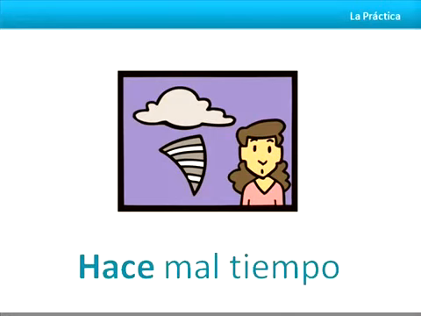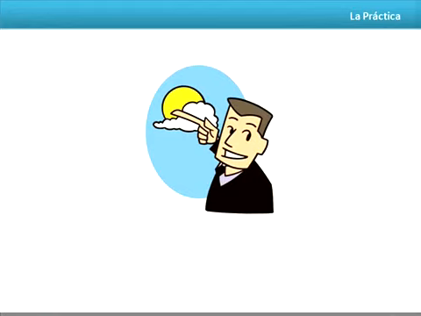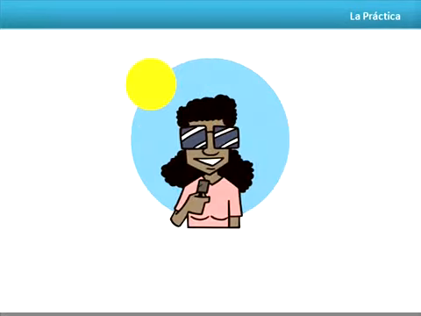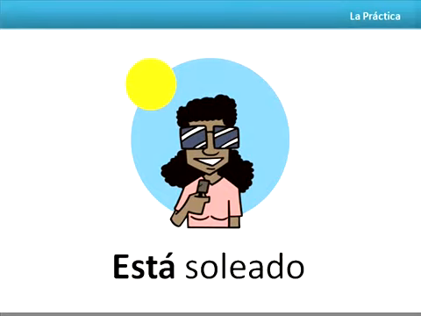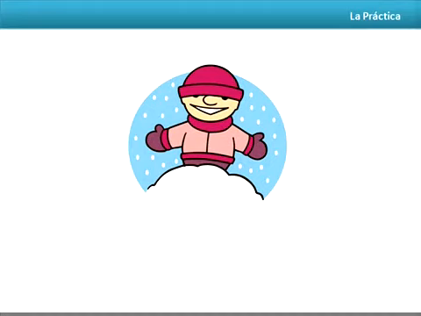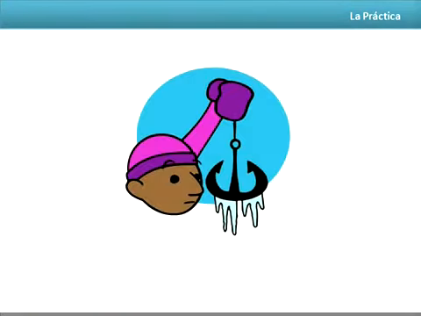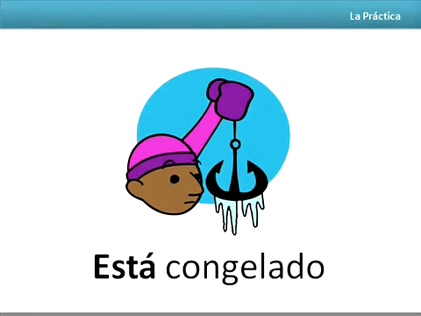This time, let's practice our weather expressions from the verb estar. It's cloudy. Está nublado. It's sunny. Está soleado. It's snowy. Está nevado. It's frozen. Está congelado.